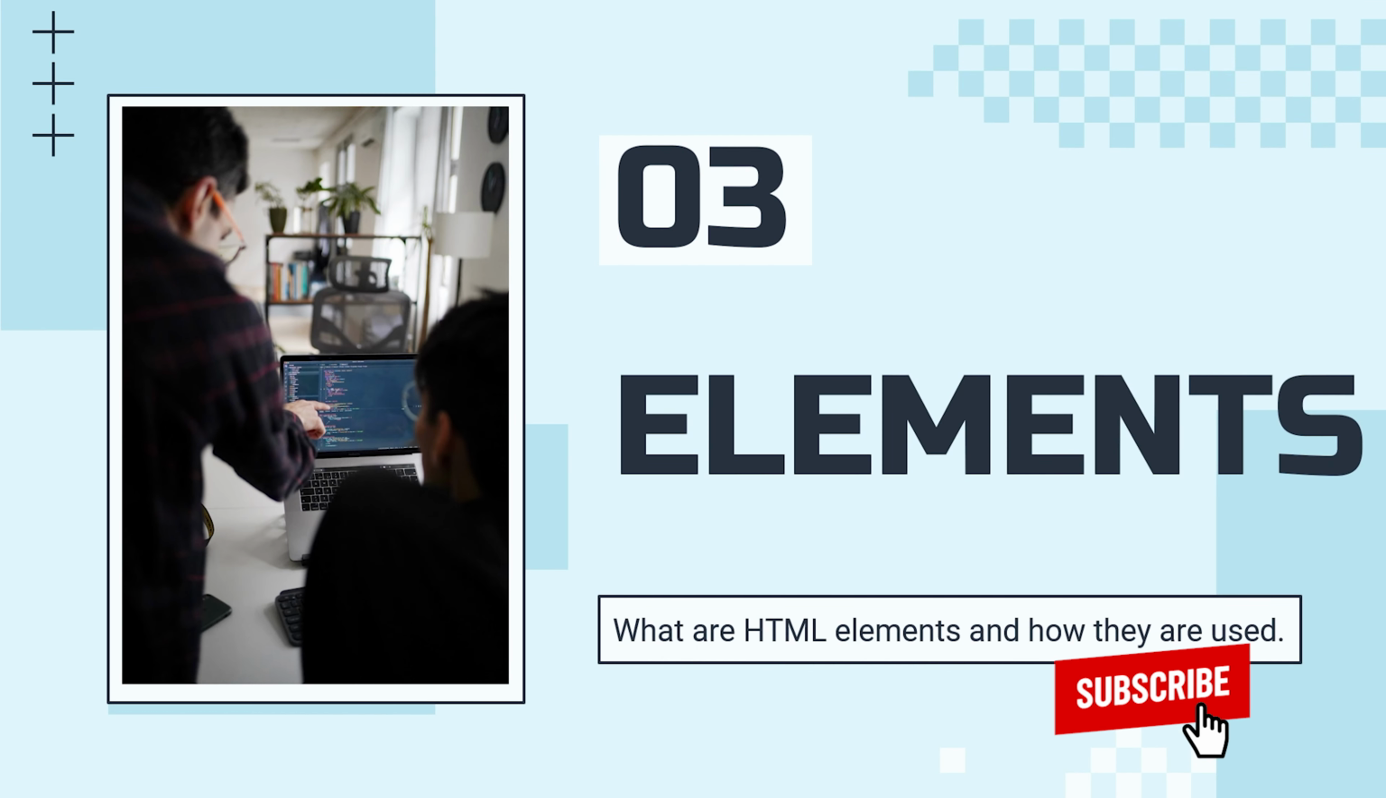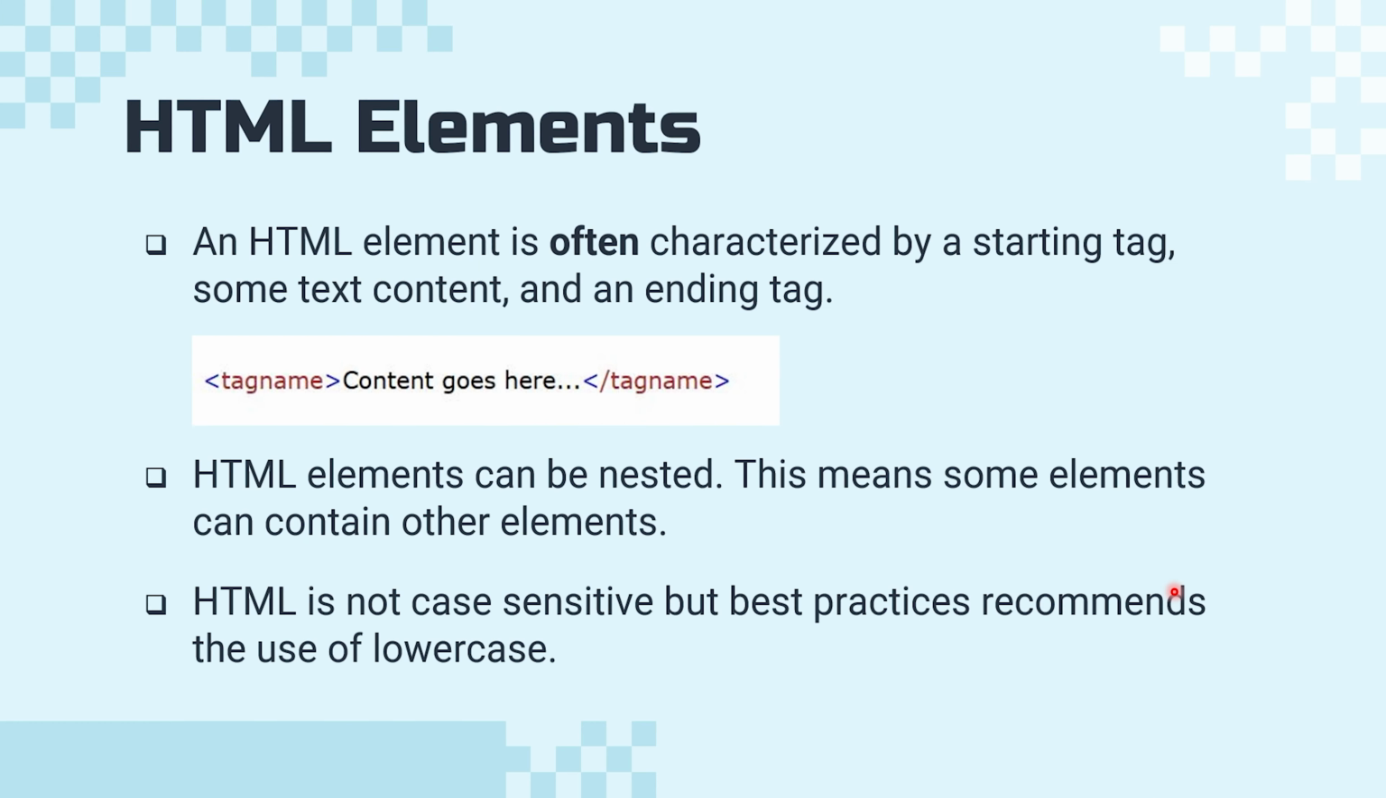I'm going to introduce HTML elements and we're going to start coding. HTML elements are often characterized by a starting tag, some text content, and an end tag. Now there's an example here demonstrating what this means. I use often because there are some HTML elements that do not have closing tags and text content within. They just have an opening tag.